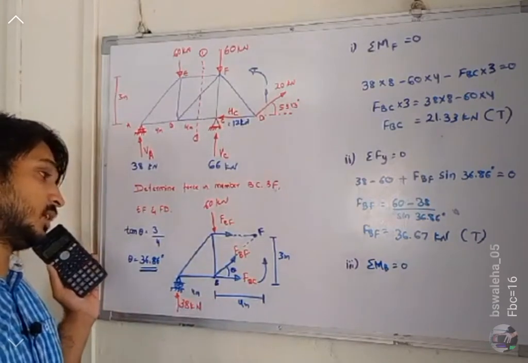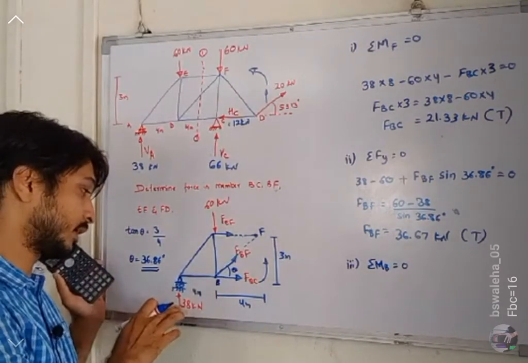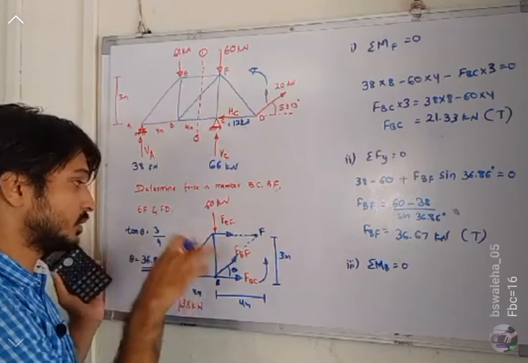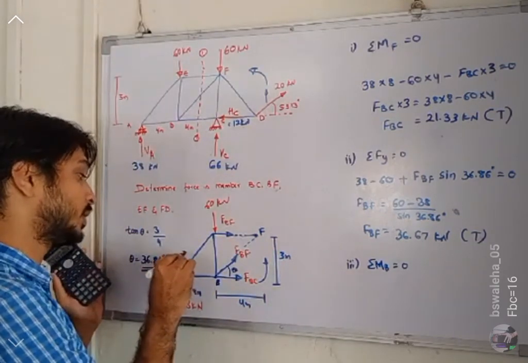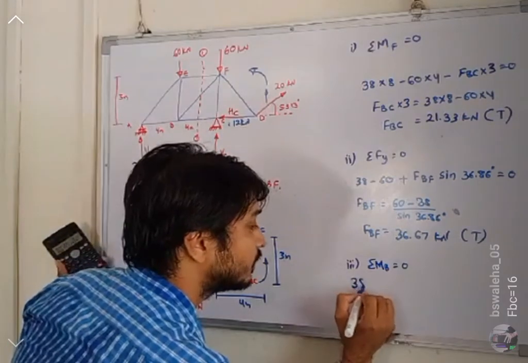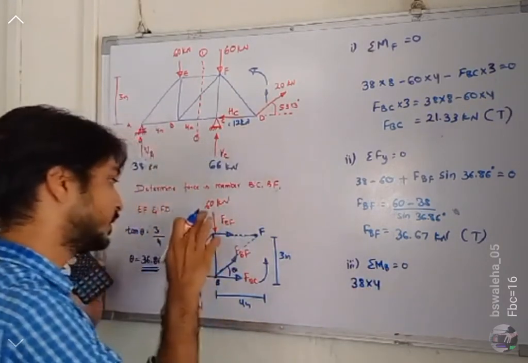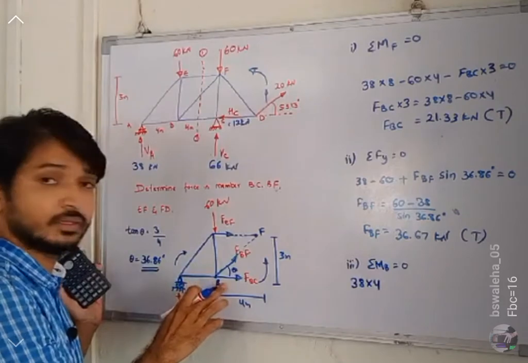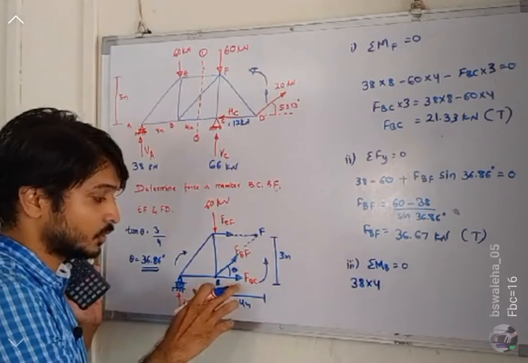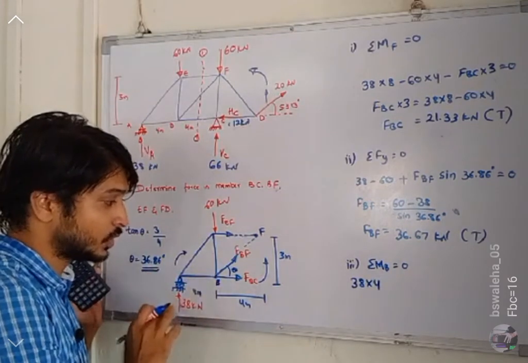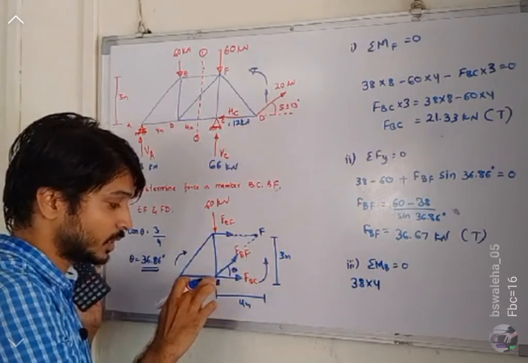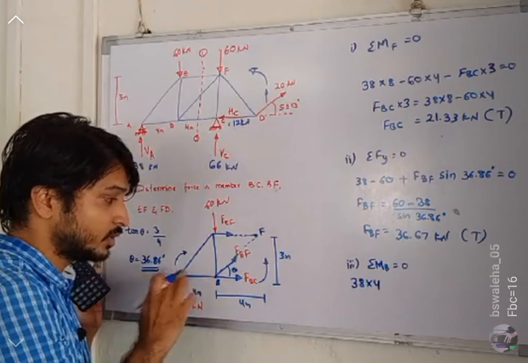Summation of moment at point B equals to 0. So what we get? 38. This is clockwise, as we have seen in the previous also. So this will create a clockwise moment, right? So that is 38 into 4. This 60 is in line with point B, so it will become 0, correct? FBC is also joining this point B, so it is also 0. FBF is also joining this point B, so it is also 0.